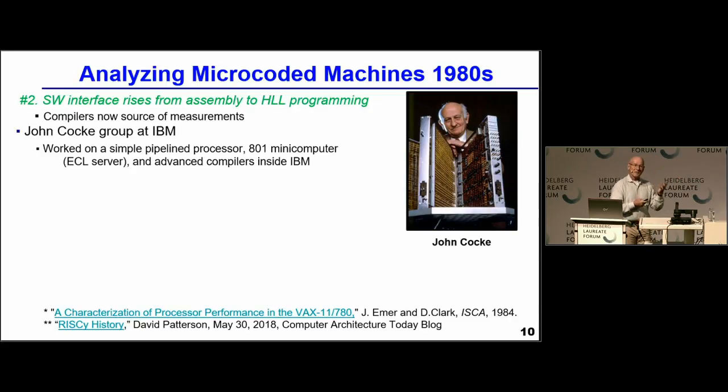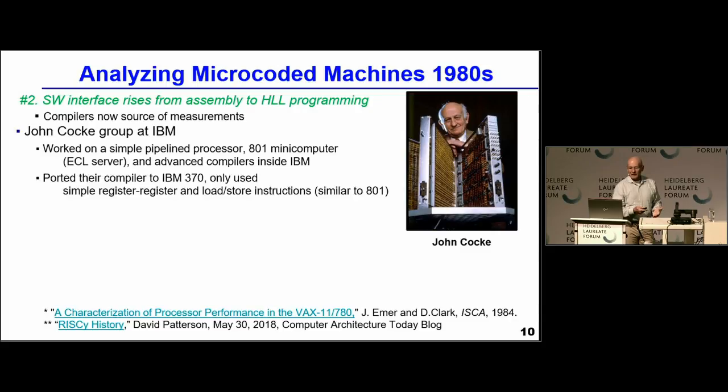So he, or his group, asked this question: suppose we take this compiler technology for the IBM 360 instruction set and only use the simple instructions, don't use the complicated ones. What would happen? Well, it ran up to 3 times faster by leaving things out. So that's a disturbing result.